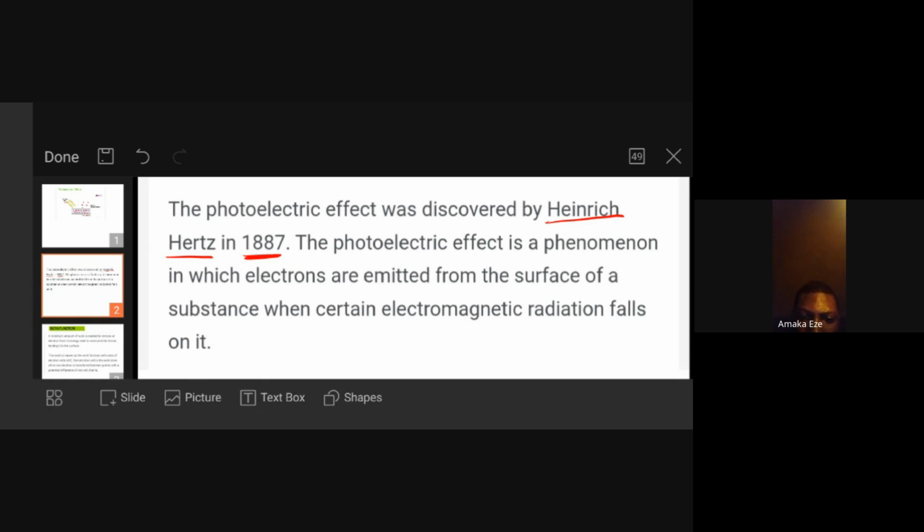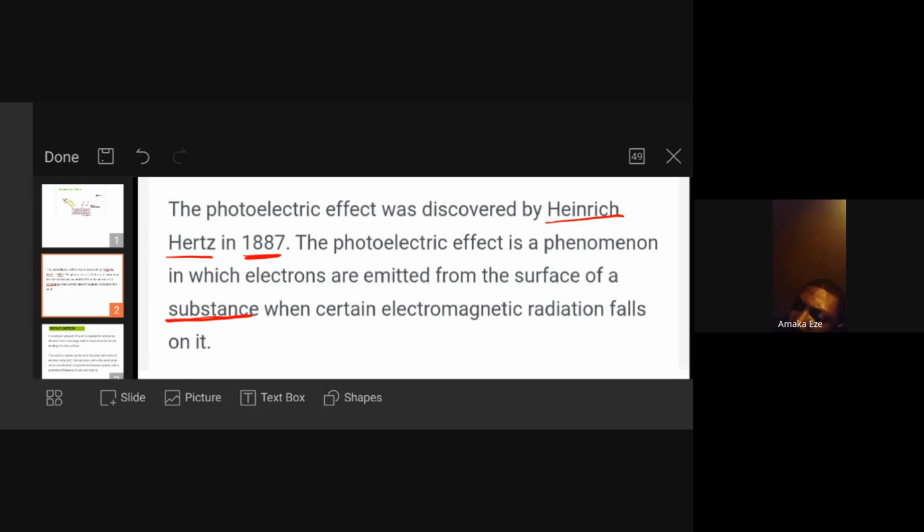All right. So now, look at the definition here. I said the photoelectric effect is a phenomenon in which electrons are emitted from the surface of a substance when certain electromagnetic radiations fall on it. Now, this substance here, please have in mind that the substances in question are metals, okay? So when electrons are being emitted from the surface of a metal, due to what?